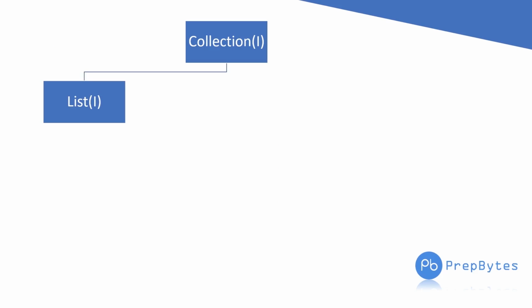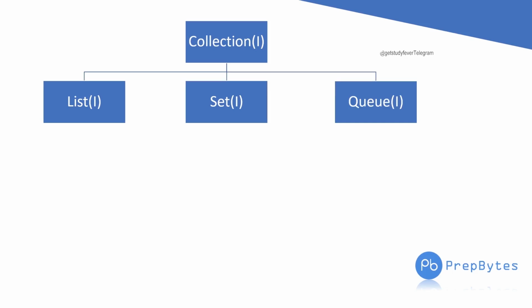So now let's see collection. In the collection interface, the first sub-interface, that is the child interface, is the list interface. The second one is the set interface and the third one is the queue interface. Now let's see the difference between a list interface, set interface and queue interface, and then we will move ahead in these interfaces. We will see the implementation classes of each one of them. So first let's see the difference in these three interfaces.